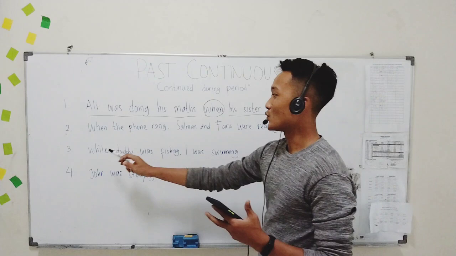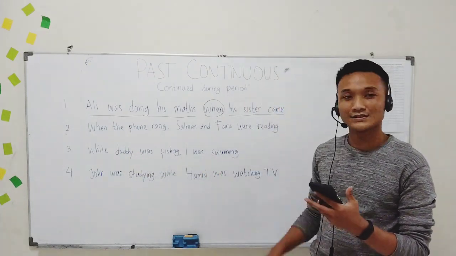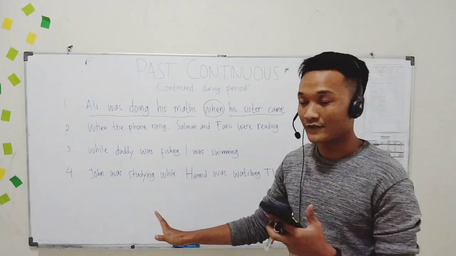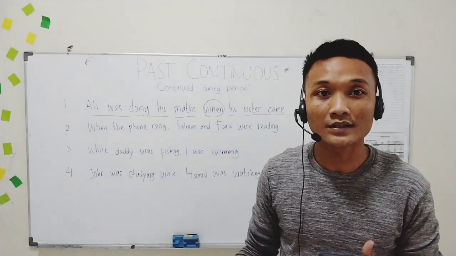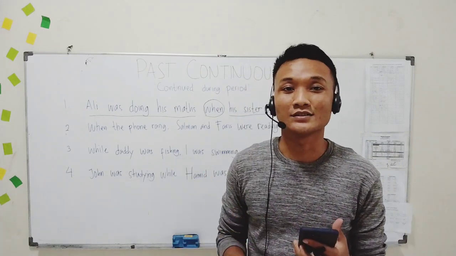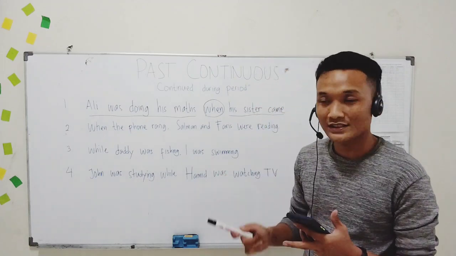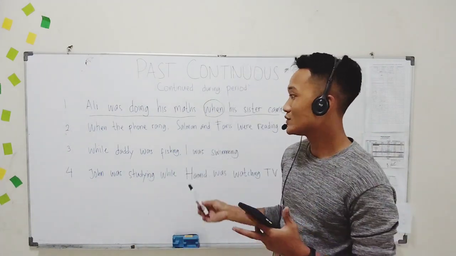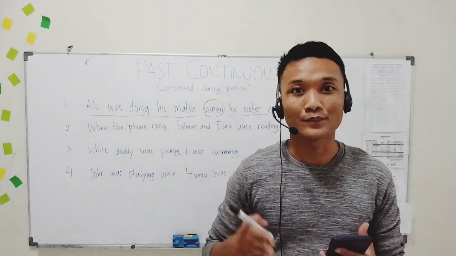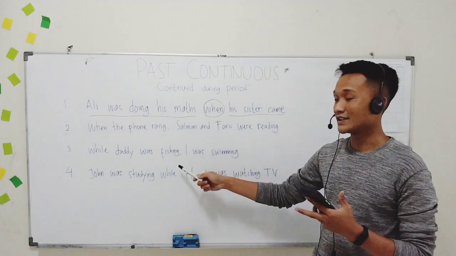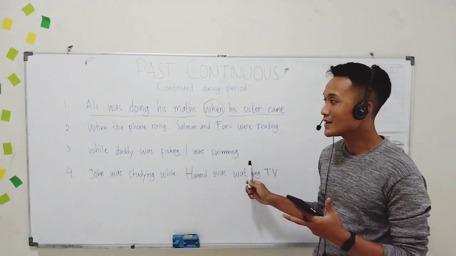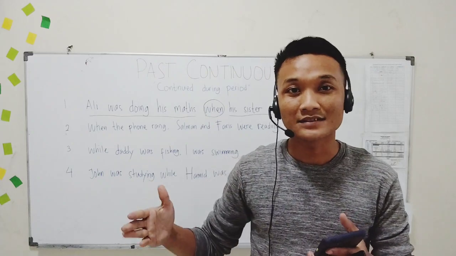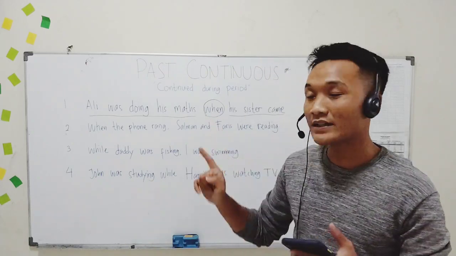And number three: While Daddy was fishing, I was swimming. It's quite the same as number 1 and number 2. But the difference is that all of the activities in number 3 and number 4 use past continuous and past continuous. In number 1 and number 2 we use when, and after when is followed by past simple. But if we use while, after while is the same past continuous. While Daddy was fishing, I was swimming. Here the context is that while Daddy is fishing, at the same time his son is swimming. So it's different from number 1 and number 2.